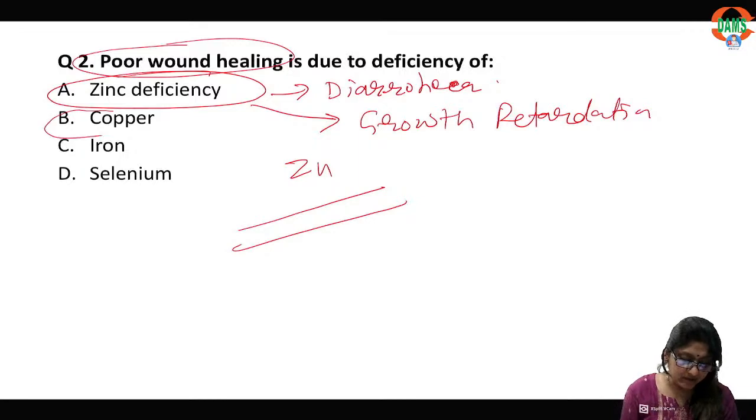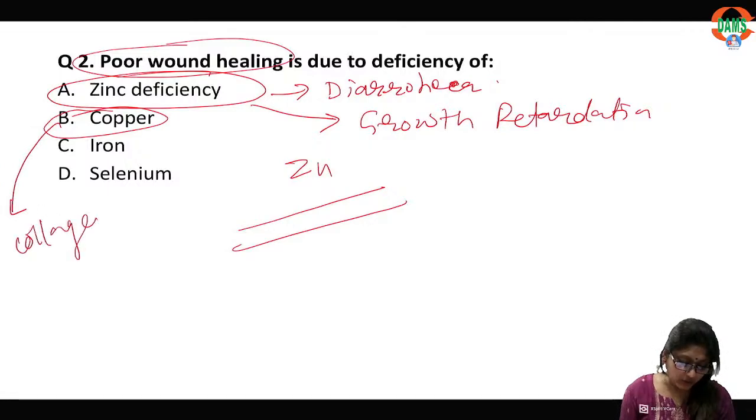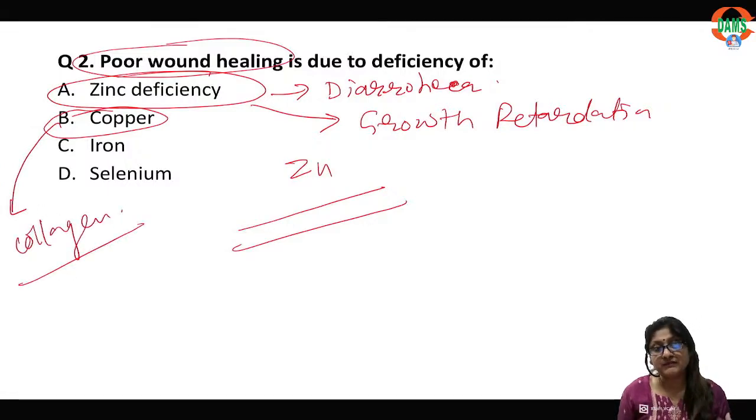Copper deficiency, the most important thing you must know: in deficiency of copper, there will be collagen malformation. Collagen will not be formed adequately, so the bone and the blood vessels will not be produced properly. Even copper deficiency anemia is seen, because copper is important for iron metabolism, and in copper deficiency you tend to develop iron deficiency anemia.